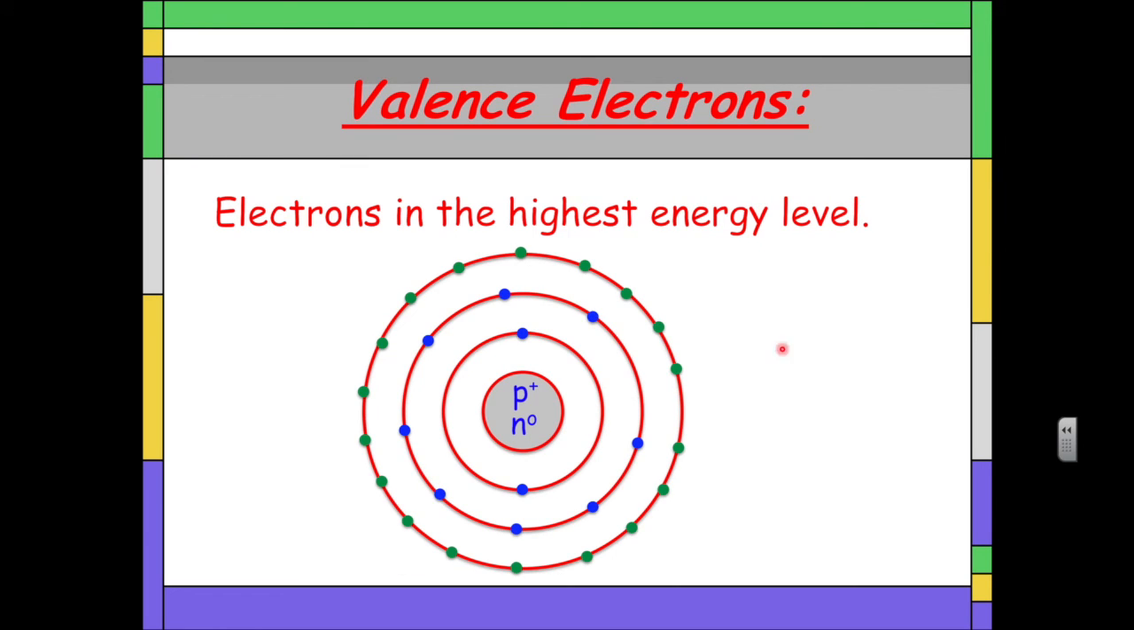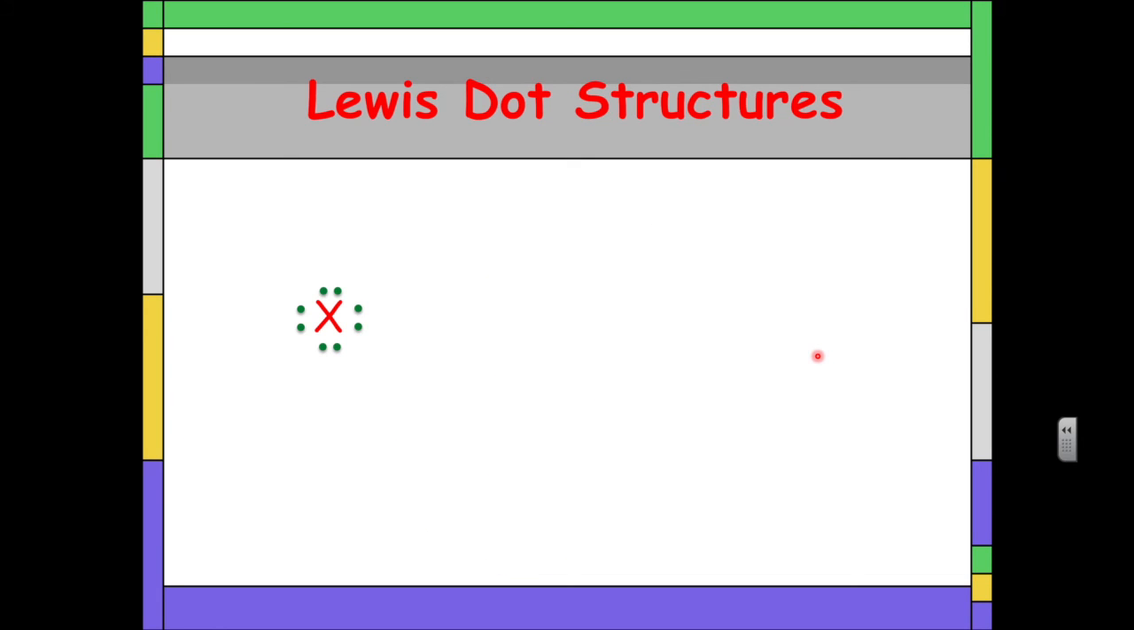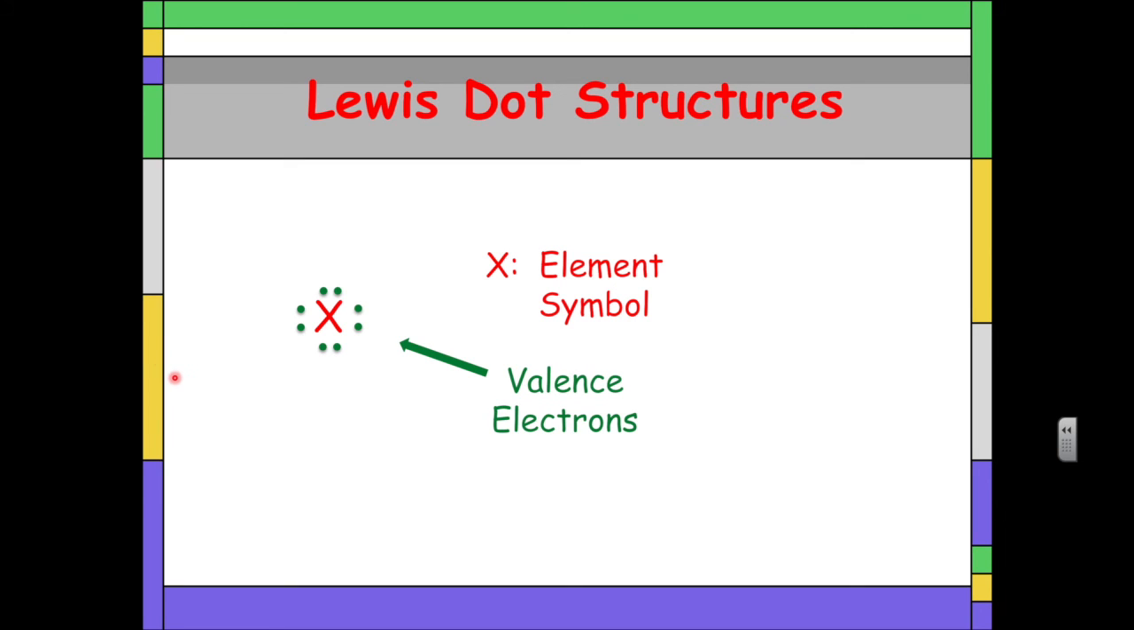So valence electrons are the ones in the highest energy level. So we take these valence electrons sometimes and we write what we call a Lewis dot structure. We'll get into more of this later. But if you're just going to write an element, you just write the element symbol as an X, and then you write the number of valence electrons around it. So right now we won't have any more than 8.